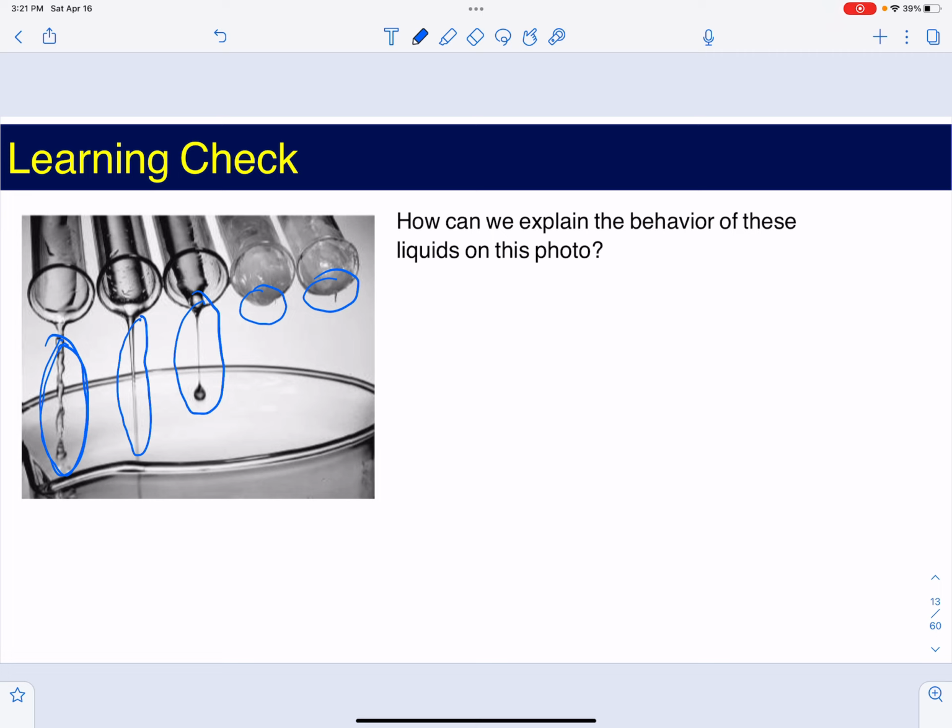So how can we explain that? How can we explain the behavior of these 5 liquids? The force that is pulling there is gravity, it is the same for all of them, but they're coming out not at the same speed. And what we're saying is that the molecules are not flowing with the same speed. So how can that happen?